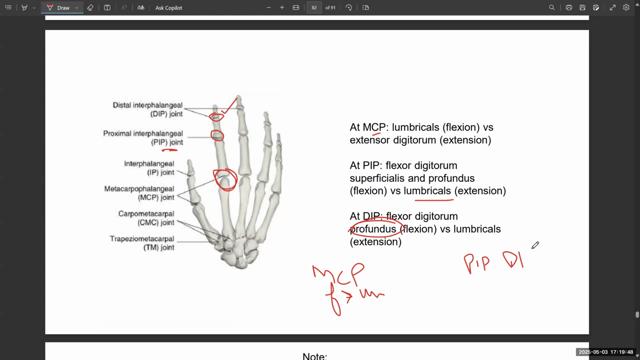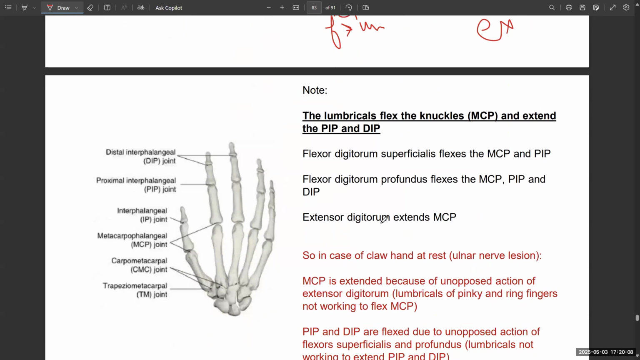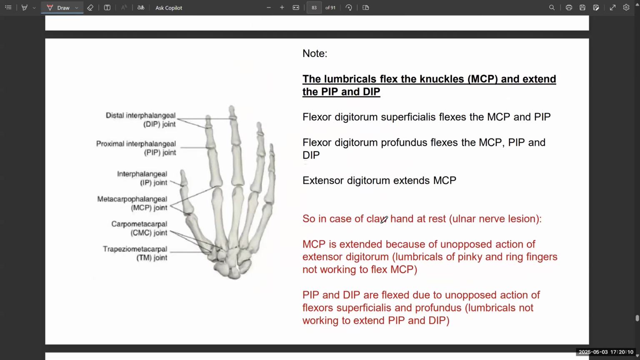Okay, so I'm writing them down here. For PIP and DIP, if you want to extend, you have to use the lumbricals. So there's two functions that I want to focus on. The lumbricals are going to flex the MCPs and they are going to extend the PIP and the DIP. Same thing in text: the lumbricals flex the knuckles and extend the PIP and DIP.